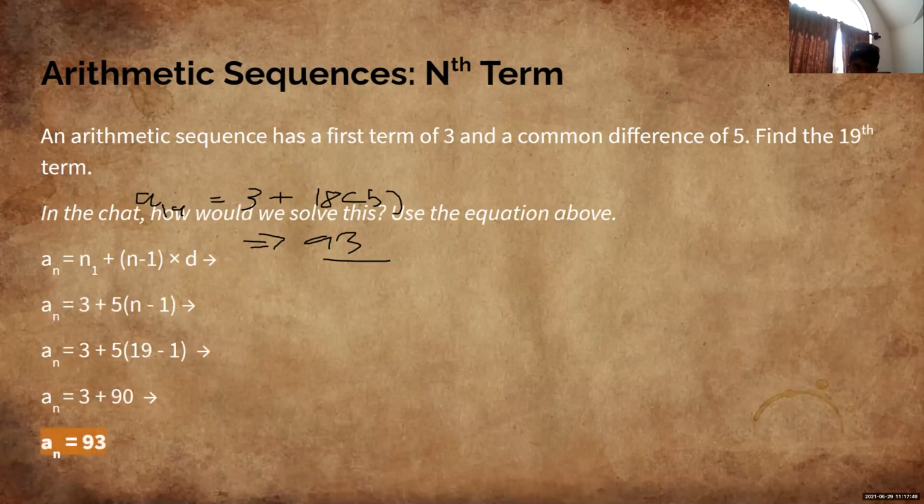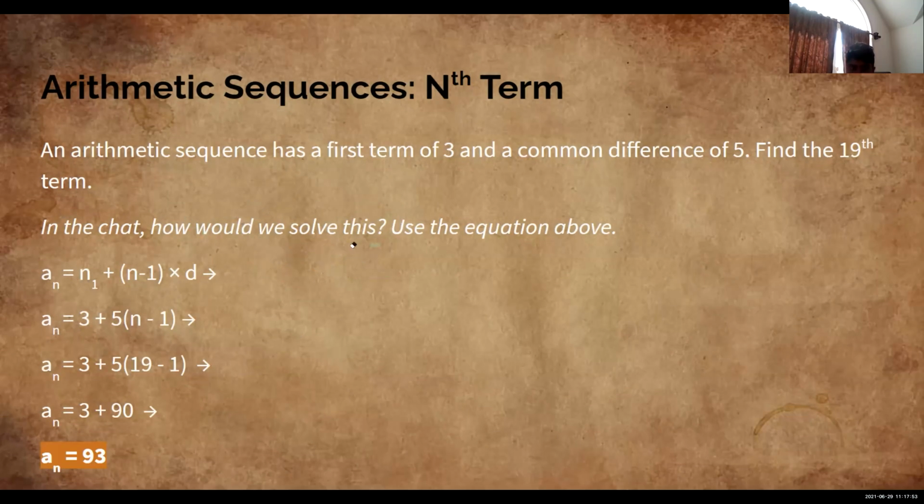And it actually makes sense. You don't really need to memorize the equation. Honestly, I didn't even memorize it. If you just think about it, if we're trying to find the 19th term, we just have to add 5 like 19 times, right?